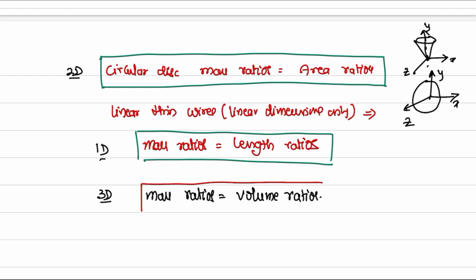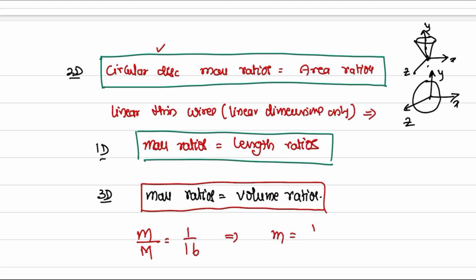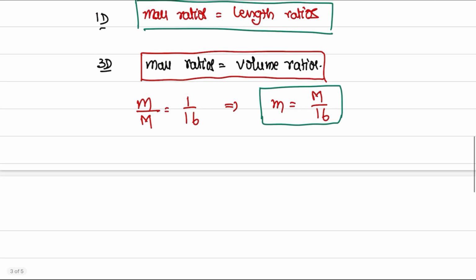You should understand this as per the given question. Here in this question, we are dealing with the circular disc, hence area ratios are mass ratios. Then m by M is equal to 1 by 16. That implies small m is equal to capital M by 16. You should agree with this. Now, we have come to this.